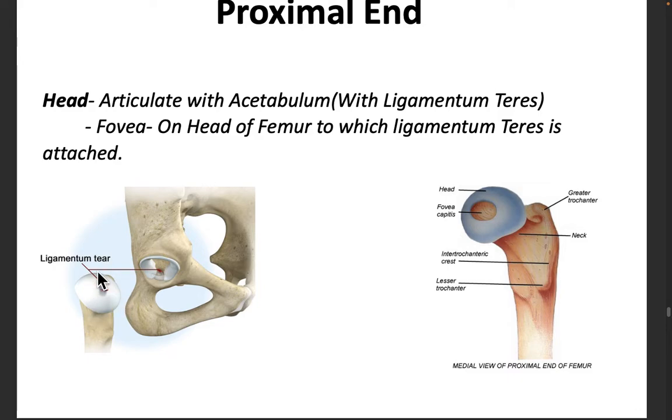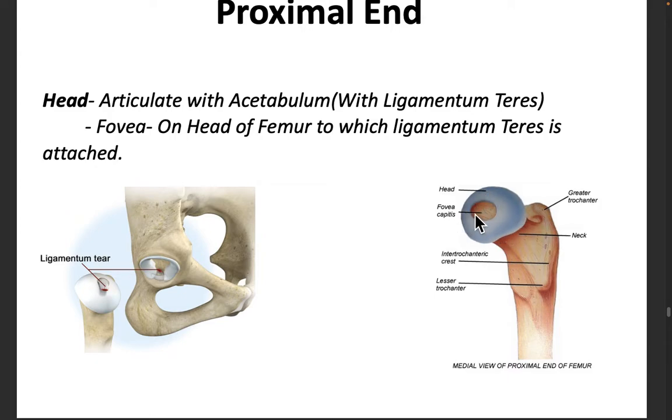Apart from that, we have this one ligament on the head of the femur that is called ligamentum teres. This ligamentum teres has two attachments: one on the head of the femur, and another inside the acetabulum. It connects the head of the femur within the acetabulum. Apart from that, on the head of the femur we have this small depression-like structure, a small dip, that is called the fovea capitis. Fovea means a small depression, and capitis means the head of the femur.